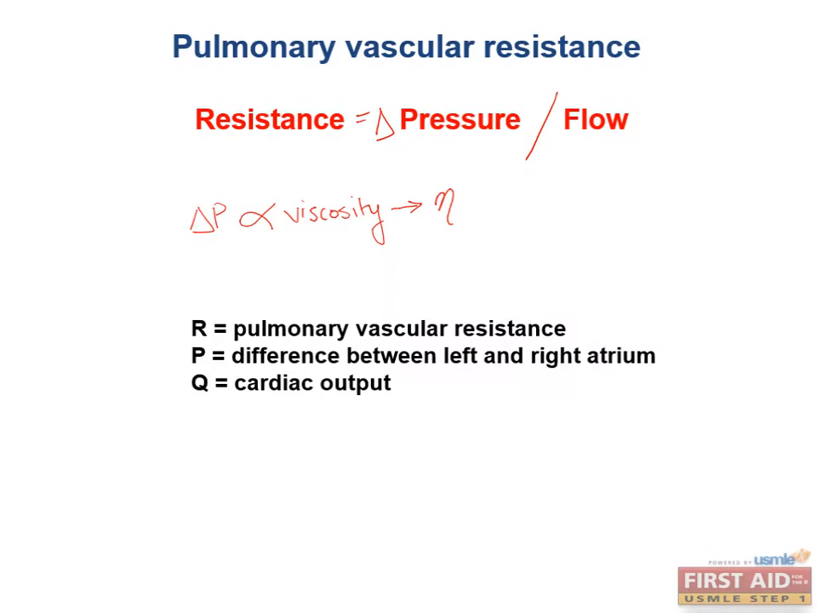Pulmonary vascular resistance is directly proportional to viscosity, which can be represented by the Greek letter eta, and inversely proportional to the radius raised to the fourth power. This means that the radius is the most important factor contributing to resistance. So it makes sense that the pulmonary arterioles contribute the most to pulmonary vascular resistance. This is because they have the least total cross-sectional area in the pulmonary circulation.